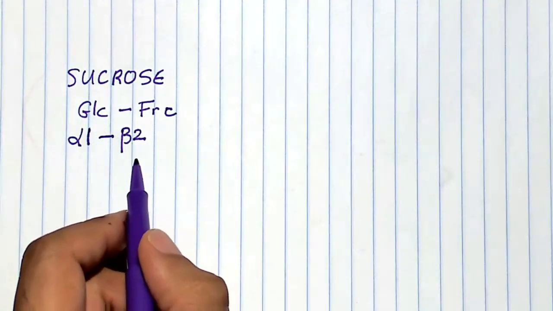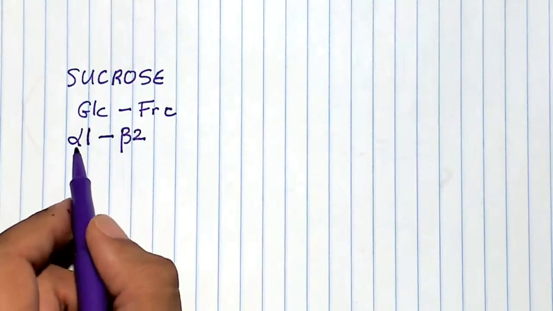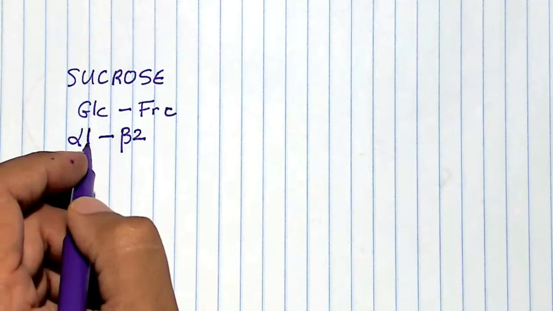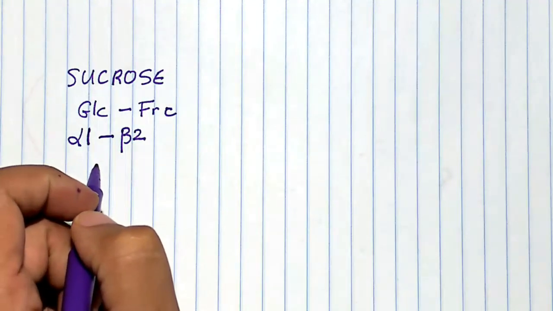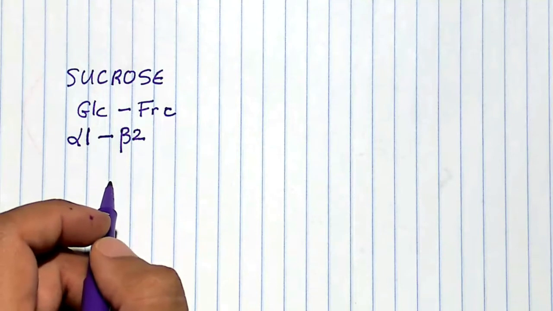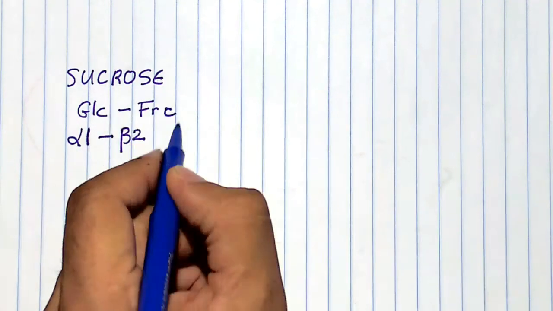What is the anomeric carbon in fructose? It's carbon 2. So the glycosidic bond is formed by 2 anomeric carbons. So this is a carbon-oxygen-carbon bond, but the source of the carbons is the anomeric carbon. So here we have two anomeric carbons making a chemical bond, or glycosidic bond.